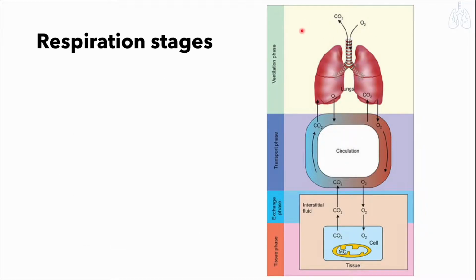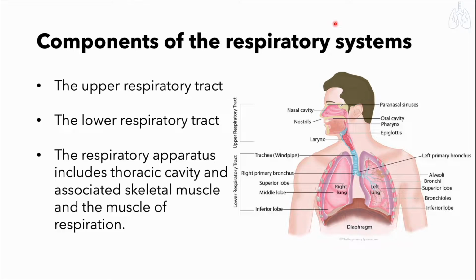Alright, so this is just a clear view of the ventilation phase, the transportation phase, the exchange phase, as well as the tissues phase. I bet that you have gone through the components of the respiratory system in your anatomy classes, so we'll have a quick recap of the structures provided for respiration. It is important to understand the structure first before you go deep into the physiological process of breathing, because the structure has an influence on the process.